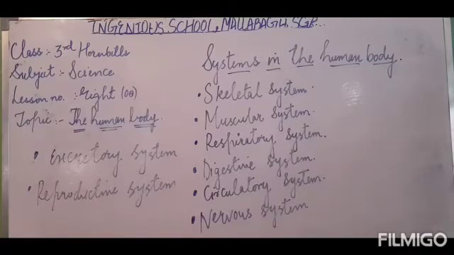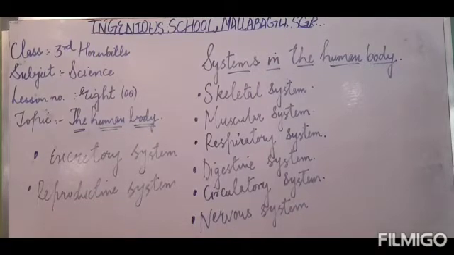Got it? And my dear kids, the place where two bones join together is known as what? Joint. Exactly. The place where two bones meet together is known as the joint. And the joints help us to bend our body, to turn our body and to move.